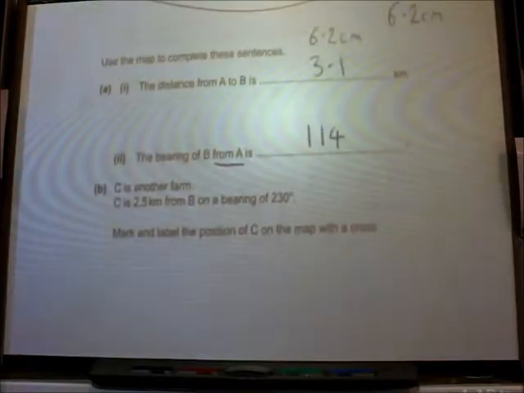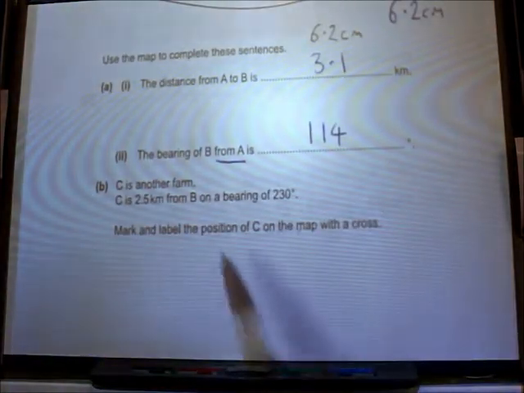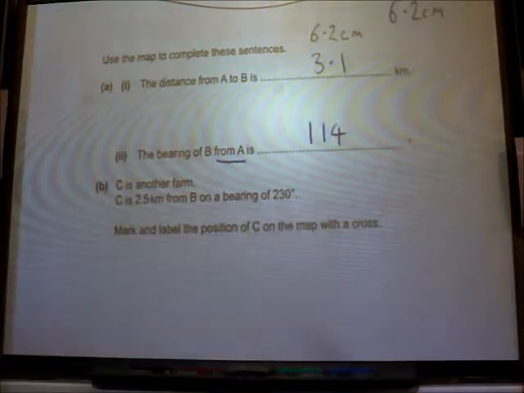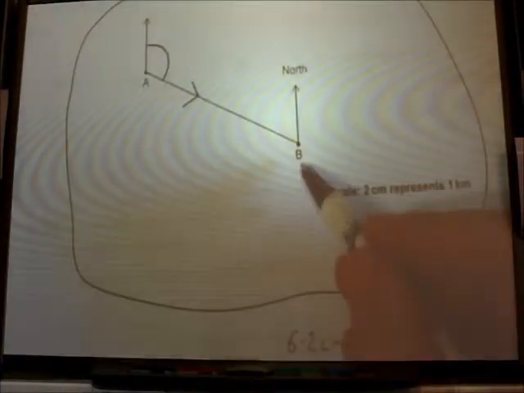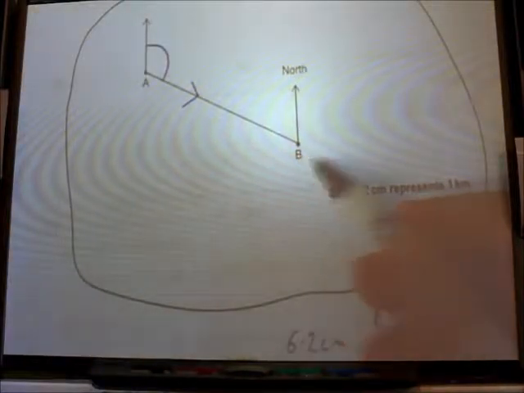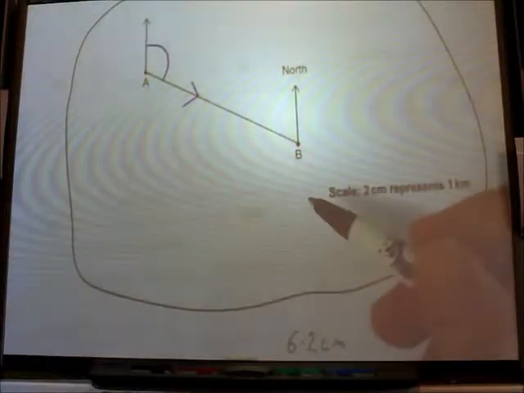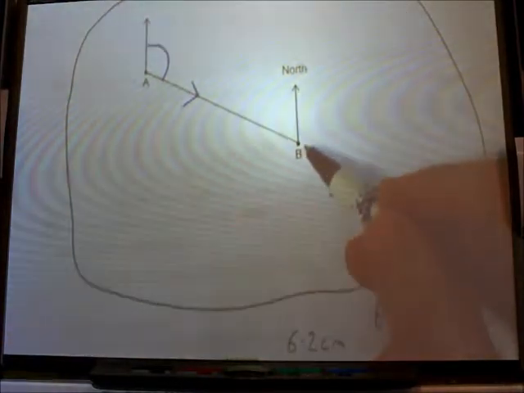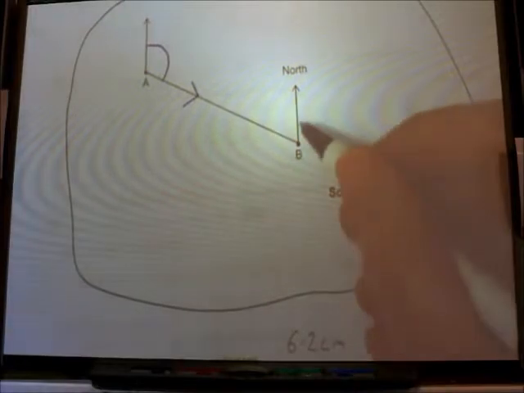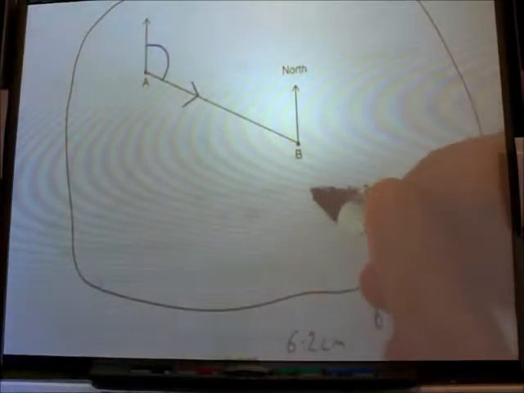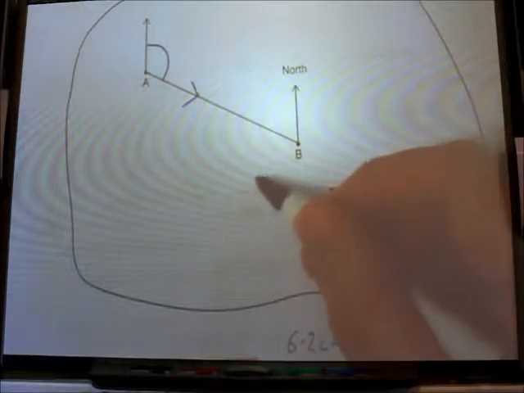C is another farm, and it's 2.5 kilometres from B on a bearing of 230 degrees. So it's coming from B, and it's on a bearing of 230. I'm not going to worry about the distance for now. First thing I'm going to do is work out the bearing from B. So you've got to always start from north. So it's going to be around, that's 180 there. So it's going to be up here somewhere, I would have thought.